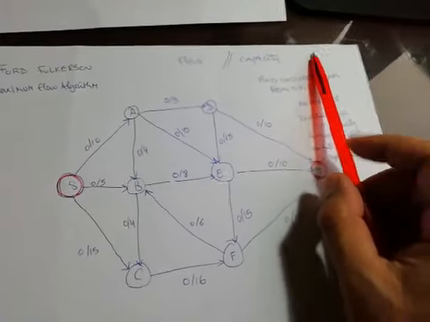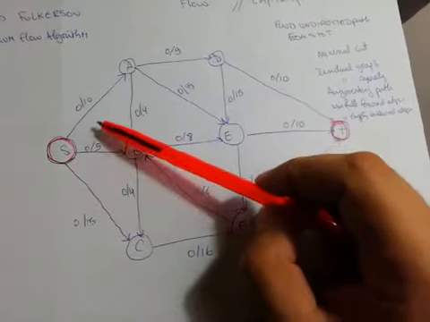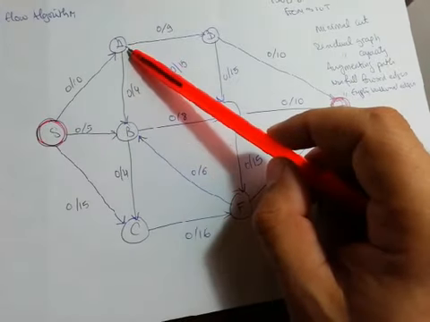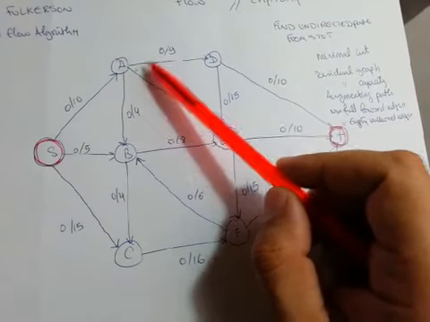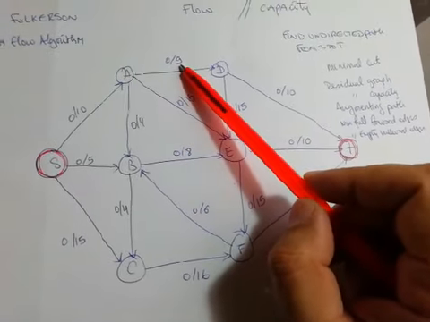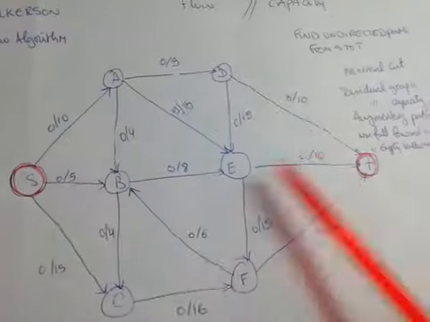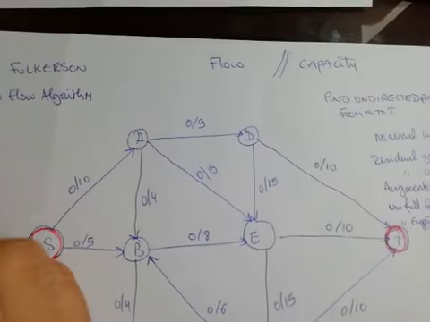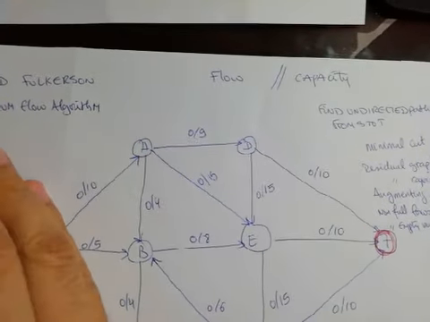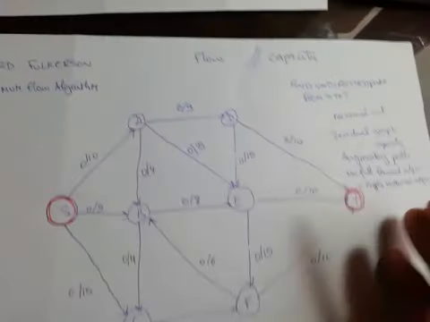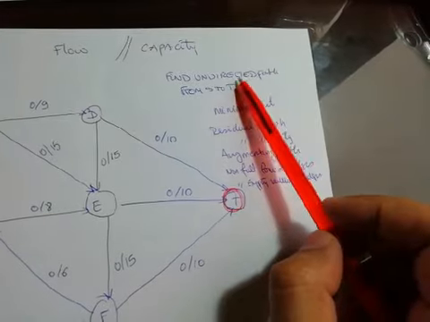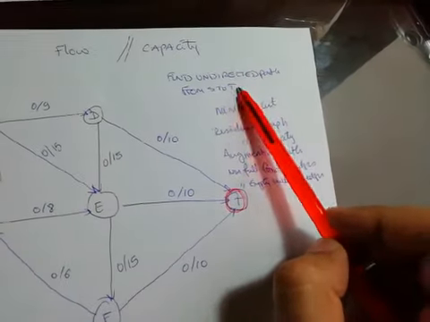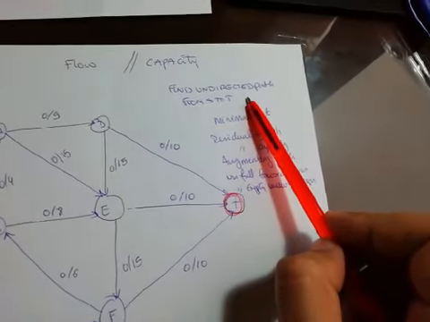So flow is currently at instant 0. There is 0 unit moving from S to A, but capacity of the line is 10. 0 unit from A to D, and capacity of the line is 9, as you could see here. So we have to maximize the capacity, the flowing, between S and T. So we need to find what's known as undirected paths from S to T, from starting to ending.